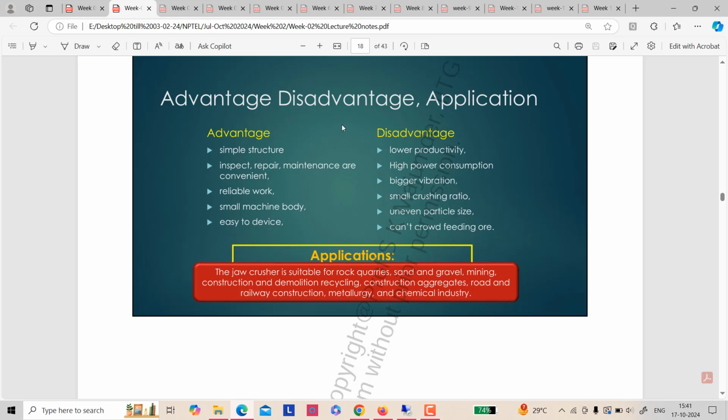These are the advantages and disadvantages. Advantages of jaw crushing: simple structure, inspection, repair and maintenance are convenient, reliable work, small machine body, easy to devise. Disadvantages are lower productivity, high power consumption, bigger vibration, small crushing ratio, uneven particle size. Okay, so both qualities are there in the jaw crusher.